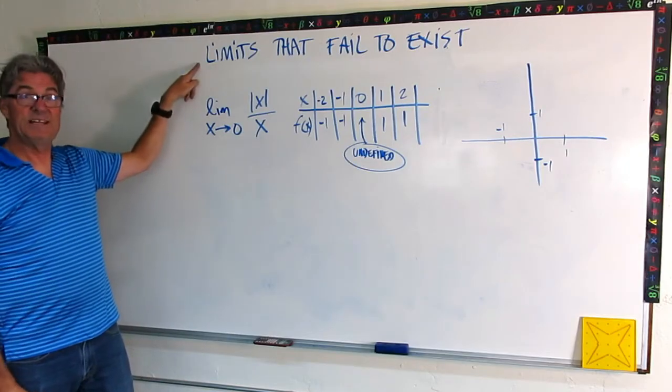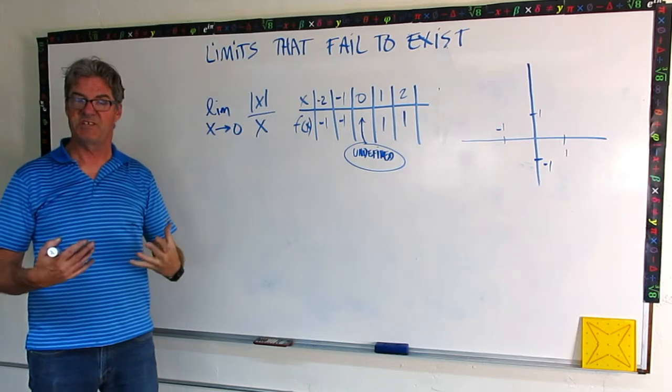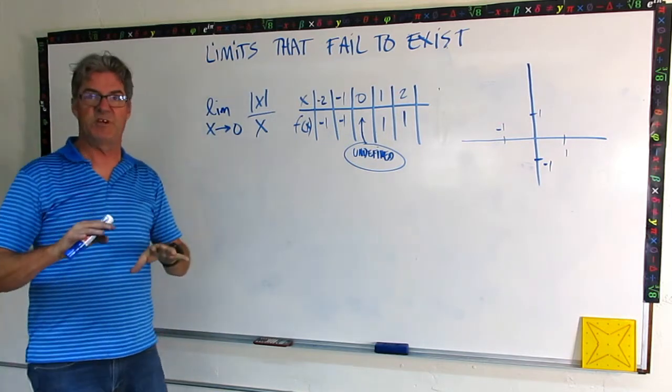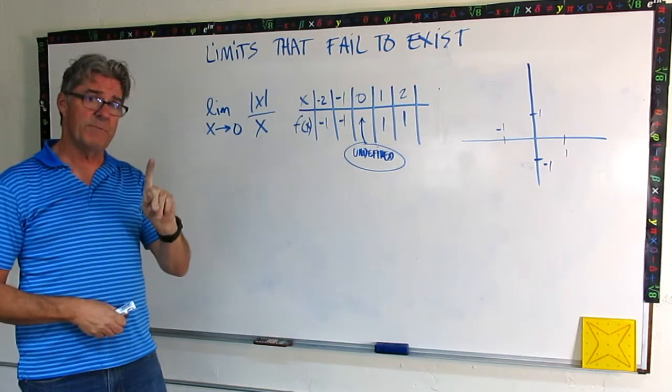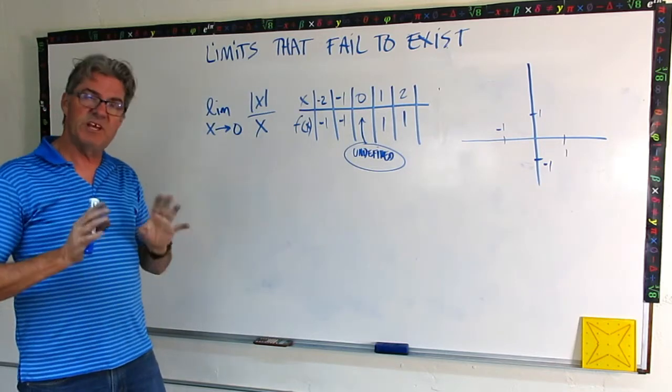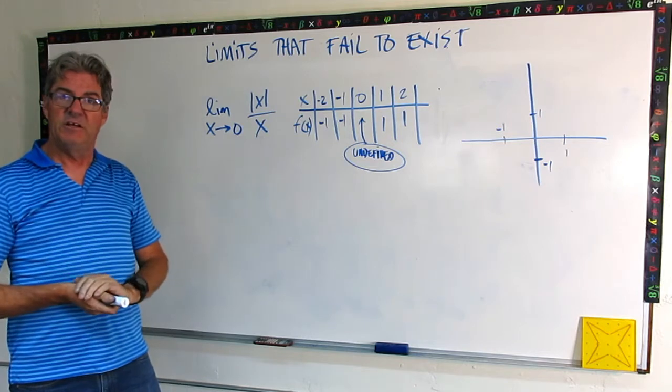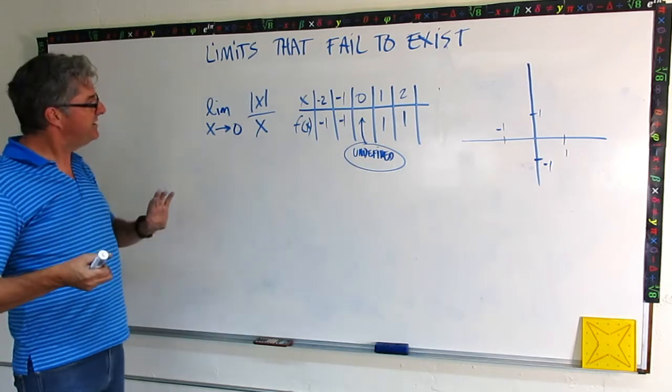Today's topic: limits that fail to exist. So far, you've been looking at situations where the limit is there. But I think maybe in the homework that you did last, there was one problem where there was not a limit. So we're going to take a deeper look at that, okay? Our first function is going to be pretty simple.